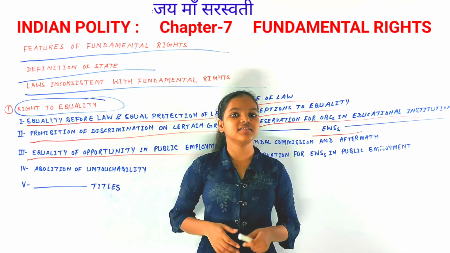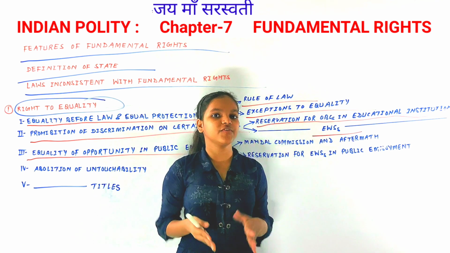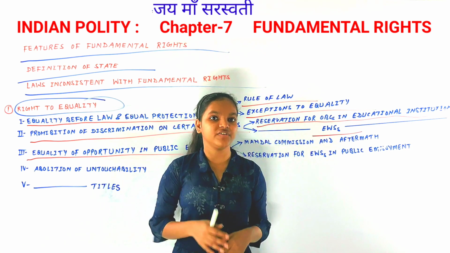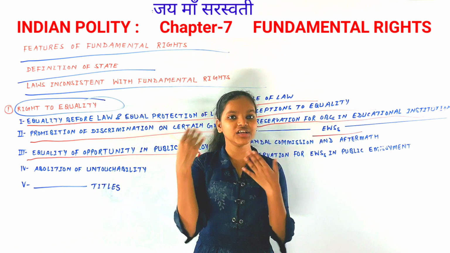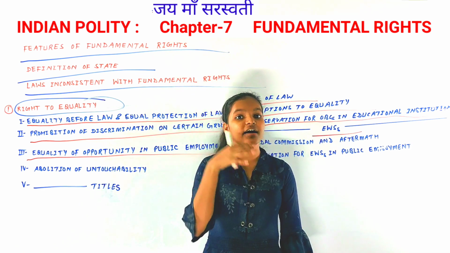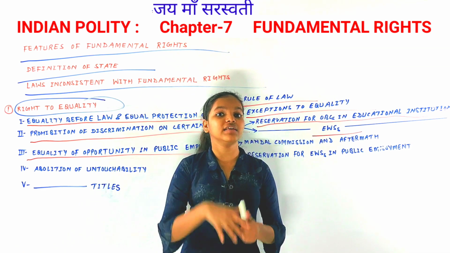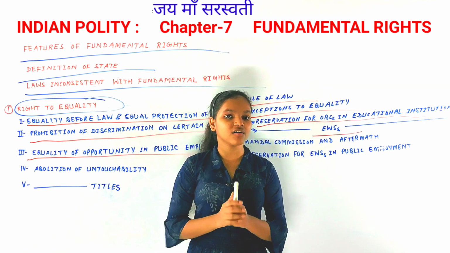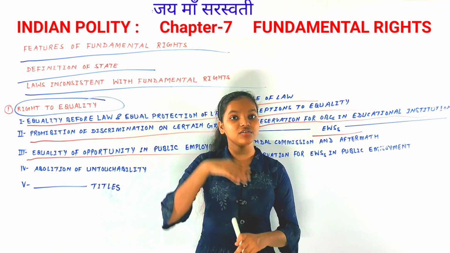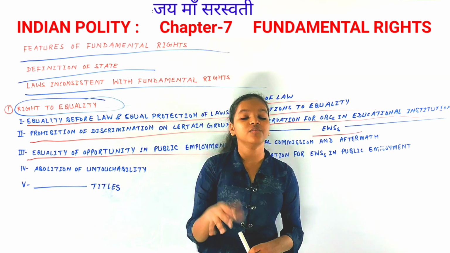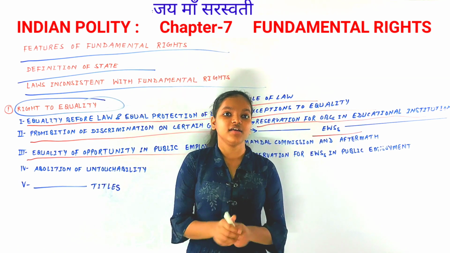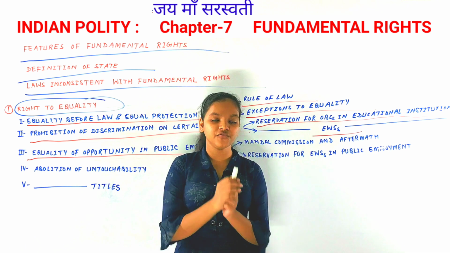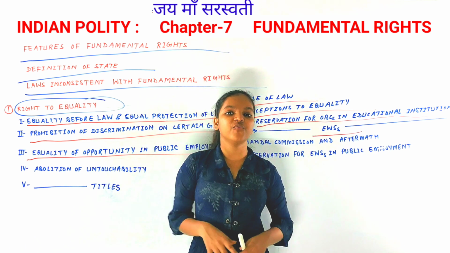And the third is that if there is an office, for example, an office that is denominational or religious, then the government can provide that the incumbent of that office or any member of that office should belong to the same religion or denomination. So a law can be made for this, or Parliament can prescribe for this.